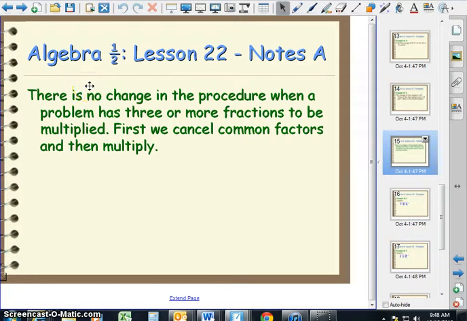Good morning, class. My goal for the end of this lesson is that you will be able to solve multiple fraction factors, either by multiplication or division. So here is the rule. Therefore, there's no change in the procedure when a problem has three or more fractions to be multiplied. We first cancel our common factors and then we multiply.